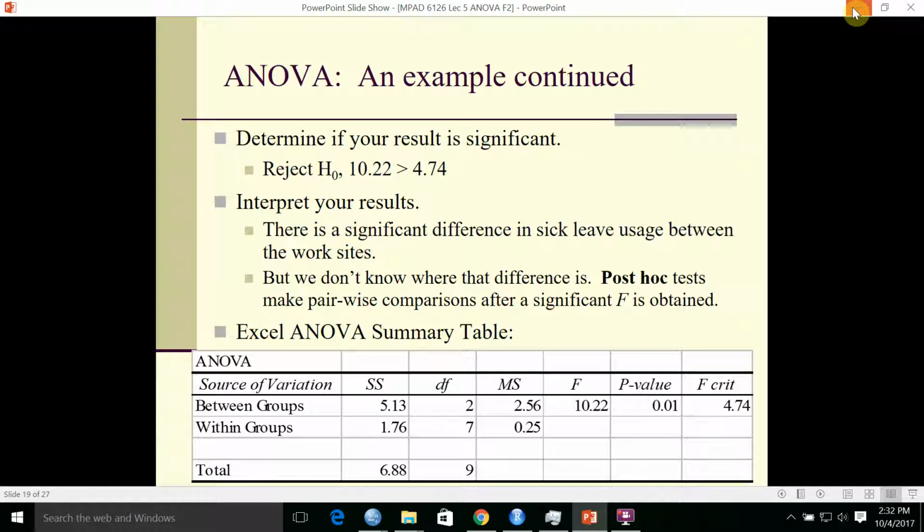You can do the ANOVA in Excel. You could put all of those numbers in a column, and the different groups, and it will spit out the same exact thing that we showed here. The F critical value is 4.74, the F value is 10.22, and the P value is actually 0.01. So we reject the null hypothesis.